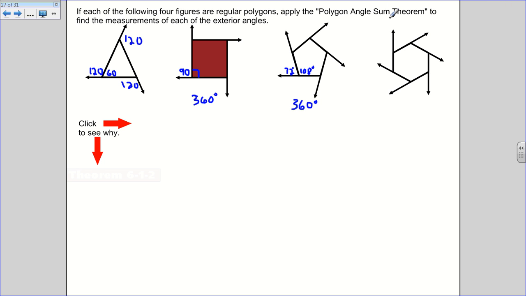So if I wanted to figure out what it would be for a hexagon or an 18-gon or whatever it may be, all I have to do is take 360, as long as it's a regular shape, and divide it by how many angles there are on the outside, or how many sides there are in the polygon. So if I had 6 sides and 360 degrees to split it up between for a hexagon, that would mean each angle on the outside would have to be 60 degrees.